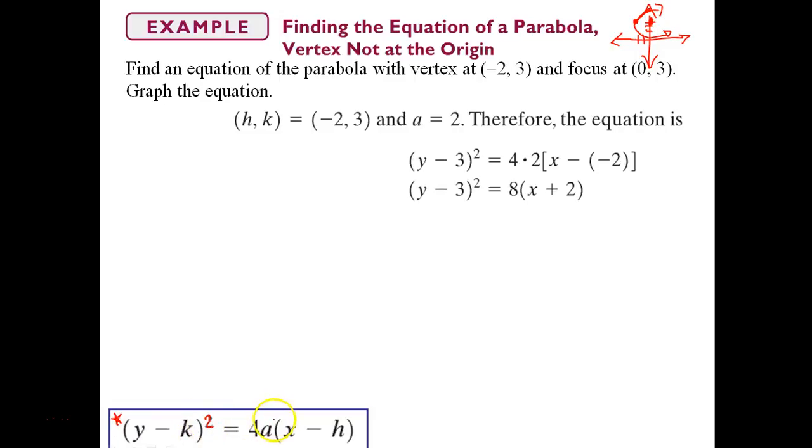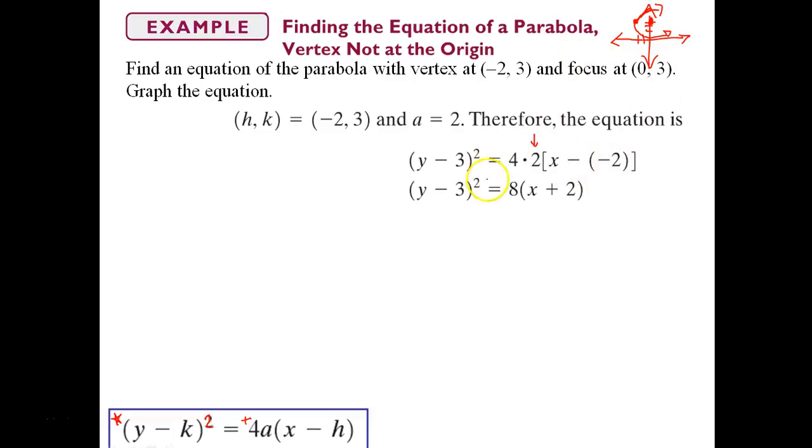And I know that since it's right, the coefficient in front of the x term has to be positive, and that's why they chose the positive 4a. Well, I have h and k, so I can plug that in. You flip those values every time you plug them in because you can see that the negative is a part of the formula. So it'll be y minus the 3 squared, and then I have 4 times, and we'll talk about this 2 in a second, x minus the negative 2.